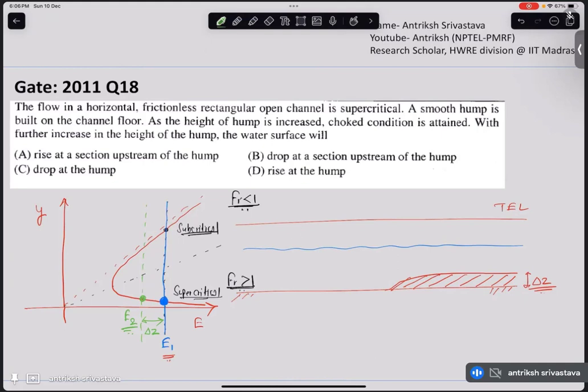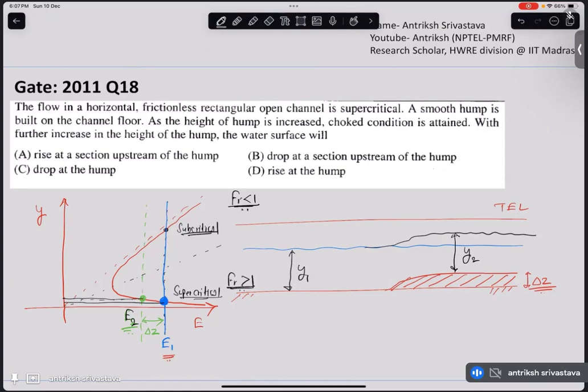Now what do you see from this figure? We see that in supercritical flow, if you are adding a hump and the specific energy is decreasing, the depth of flow is going to increase. So if it was y1 before on the upstream, it is still y1. After the addition of this hump, the depth of flow in the downstream is going to be y2. It has increased.